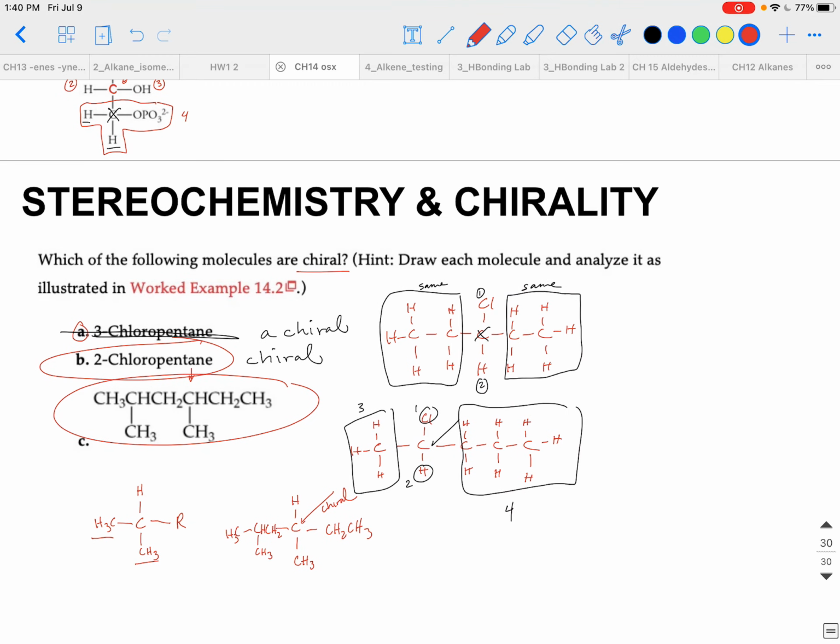Okay, so a problem like this is a great example of what could be on the exam. I hope that helps, and if you have any questions on stereochemistry, let me know.